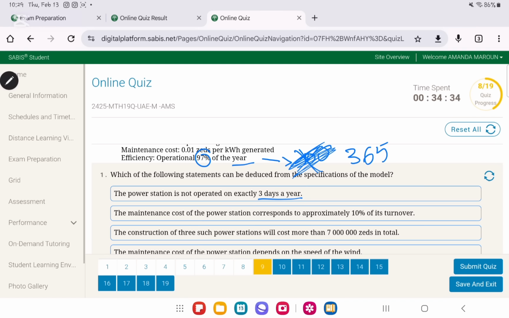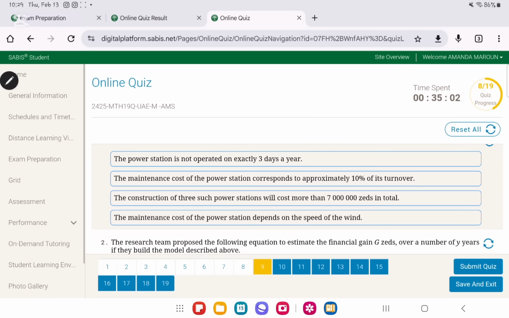So if you were to take 100 minus 97%, which is the 3% of the year being inefficient, it's gonna be 3 over 100 times 365 days. You are gonna get 10.95, so it is not working approximately 11 days of the year and not 3 days of the year.